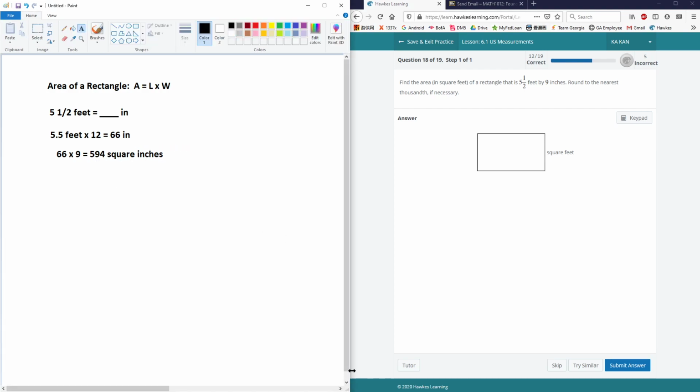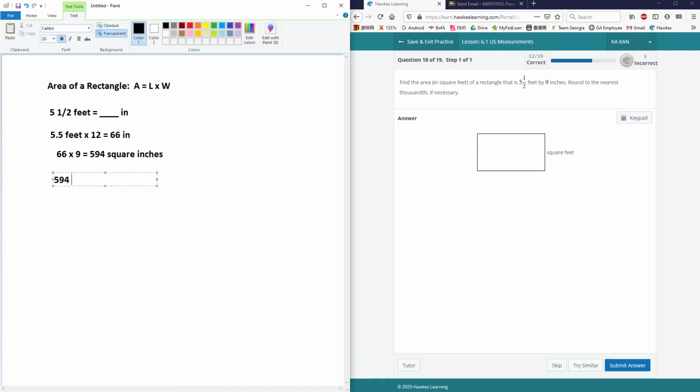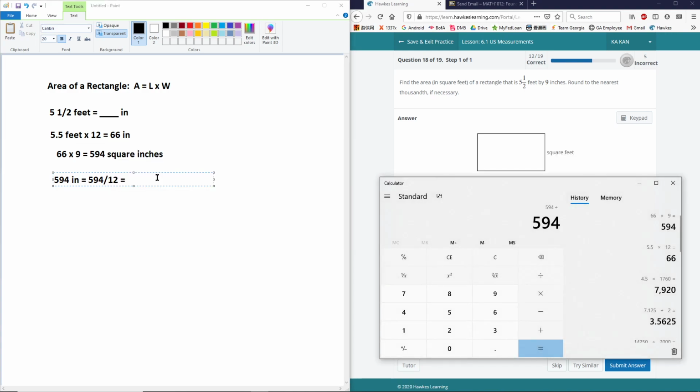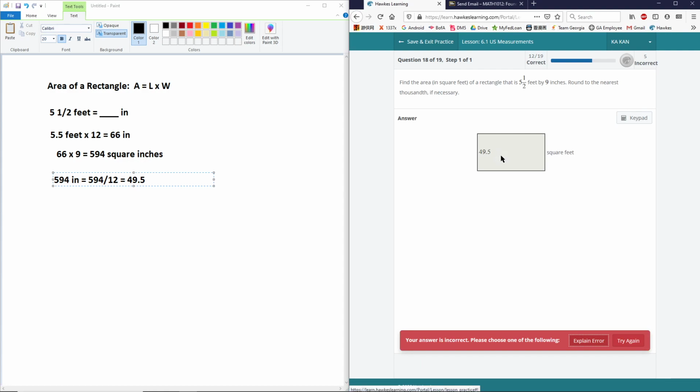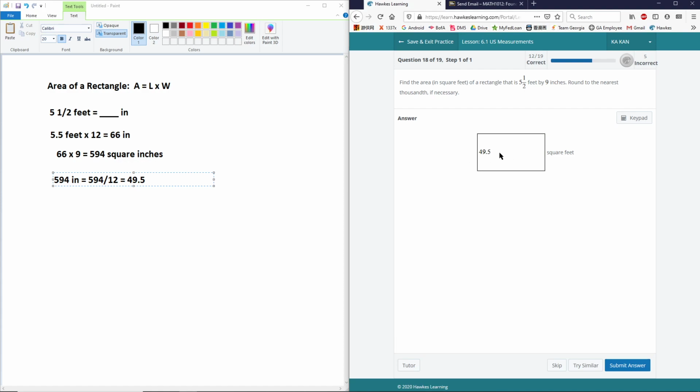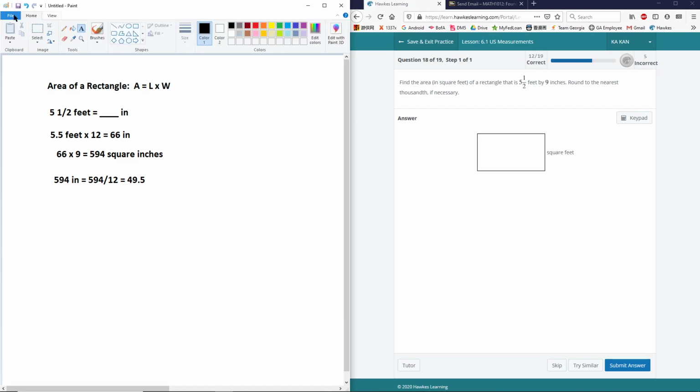But that's not too bad because I know 12. So 594 inches, right? You just got to divide that by 12, and that will give you the feet. Equals, oh, hit too many times. 49.5. So that's 49.5. What the hell? Oh, you know what? My bad. I think I made a mistake here. Let me try this again.